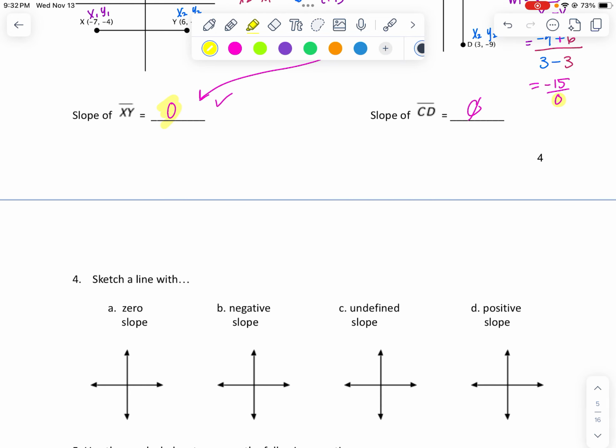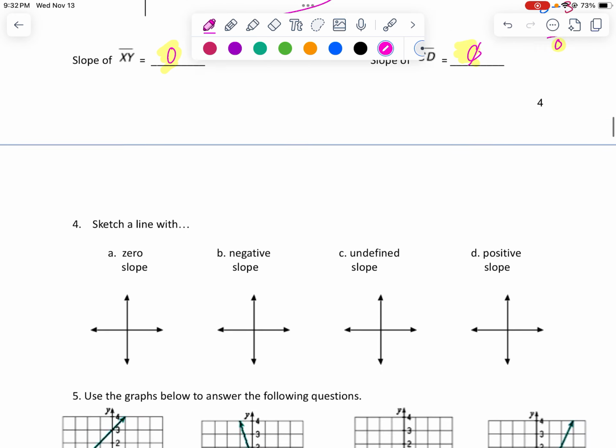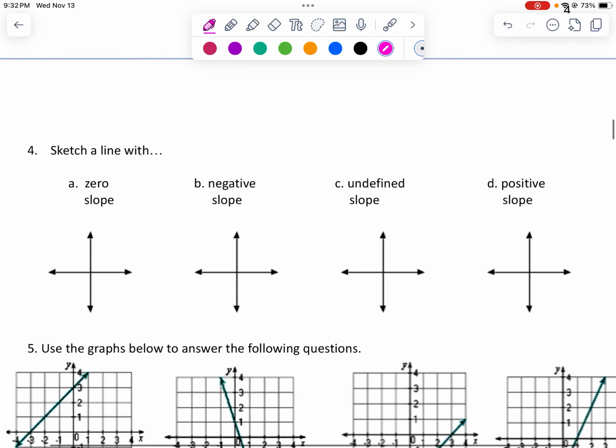I'm going to highlight those answers. Cool. All right, number 4, it's just asking us to go ahead and sketch a line with all these different kinds of slopes. So if there is a 0 slope, we know that we have a horizontal line. So again, this is my horizontal line.